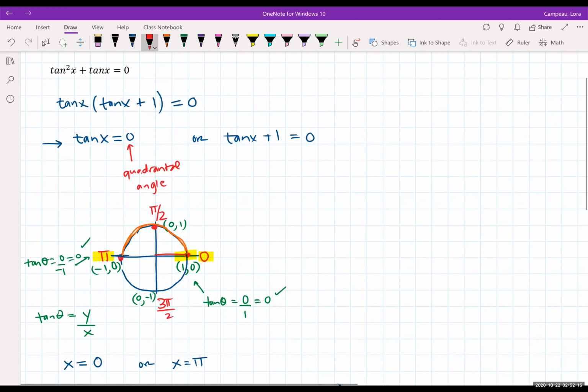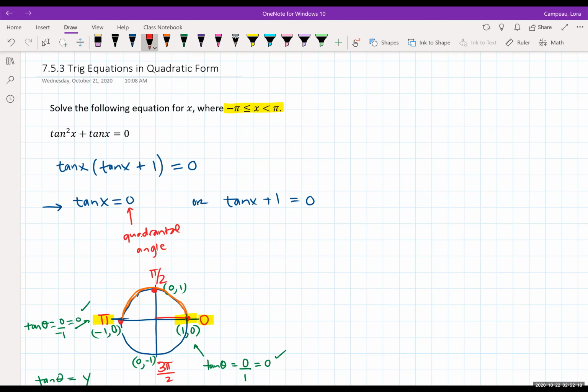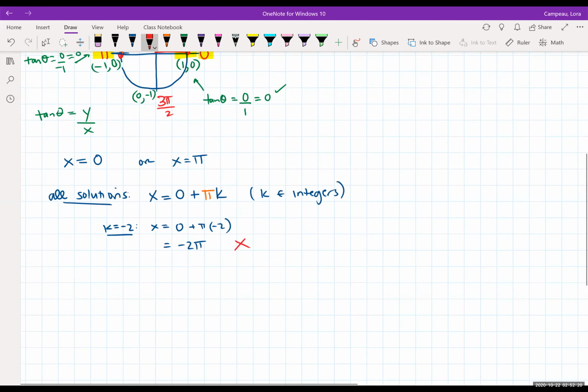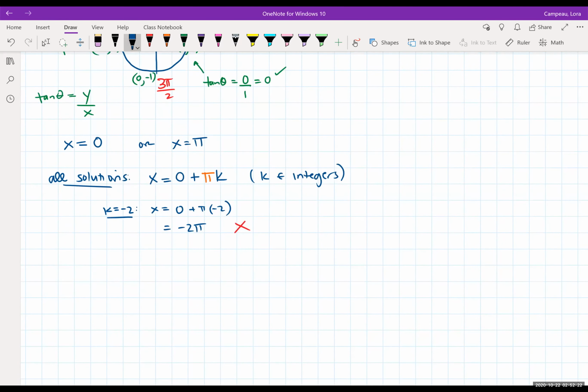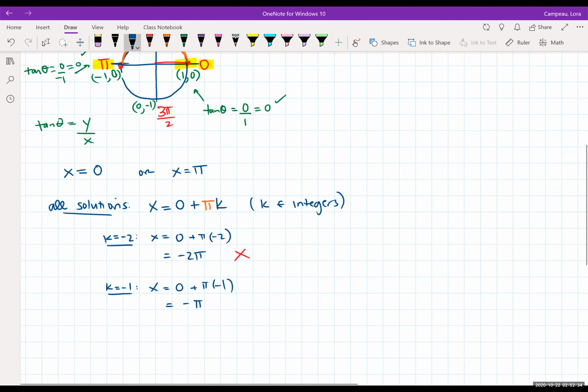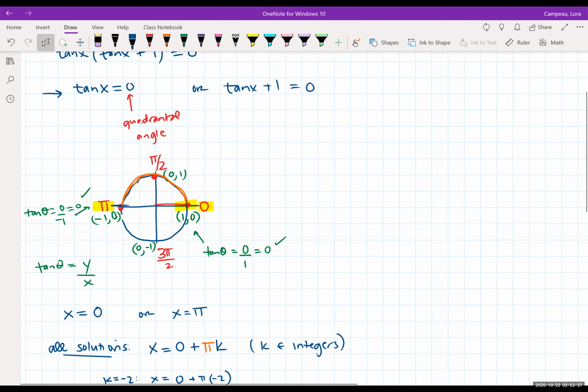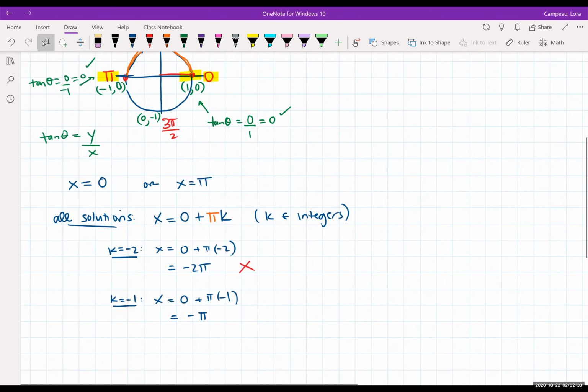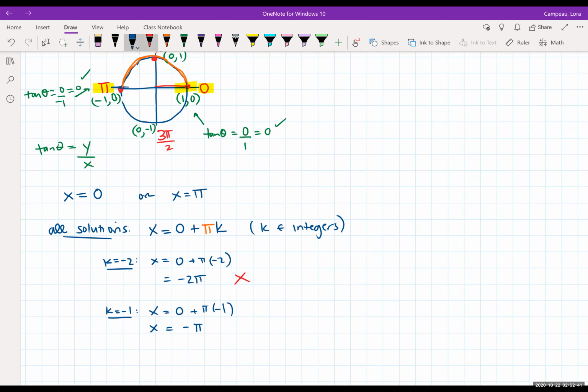You notice that it is not in the domain, it's actually outside. We're looking for negative pi to positive pi. So just count forward with integers. k equals -1: x equals 0 plus pi times -1, which gives us negative pi. If we look at the domain they're specifying, we do want this one. So this will be a solution that we circle. We can list it later.